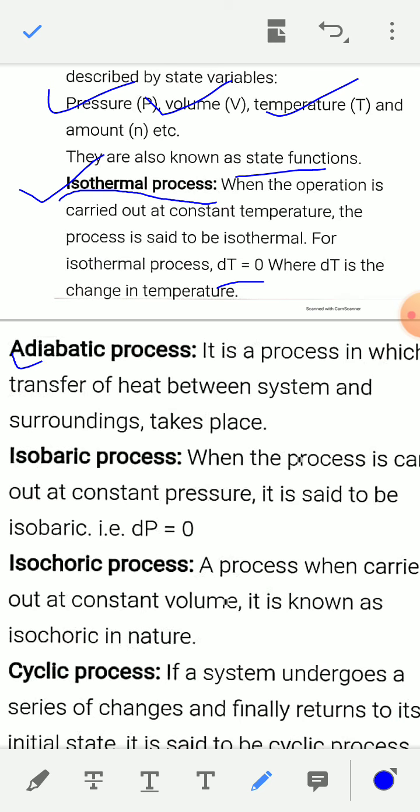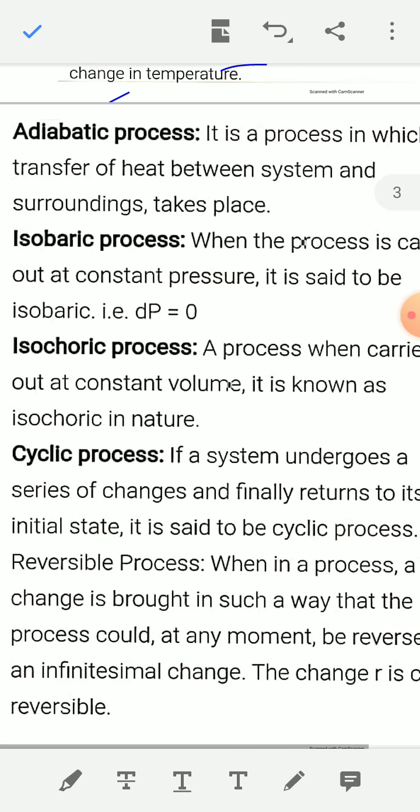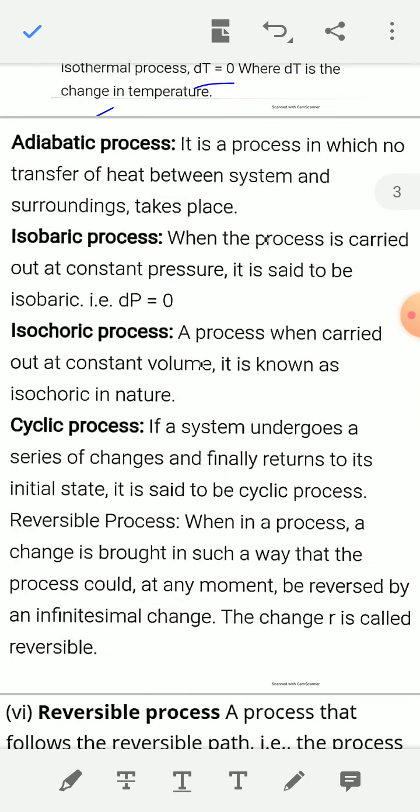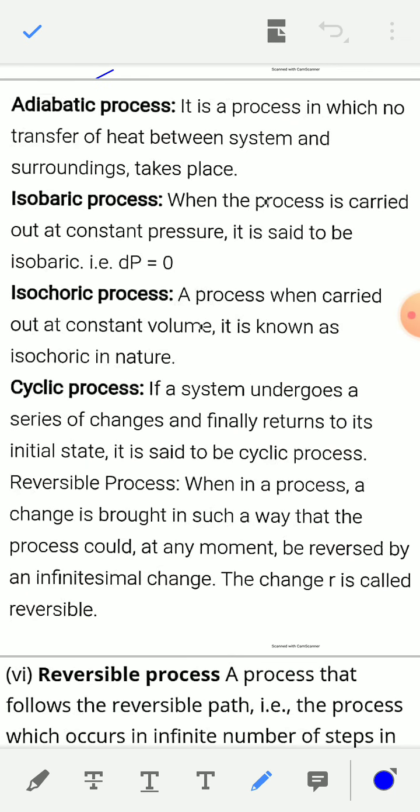Next type of process is adiabatic process. First I have told isothermal process. Next, adiabatic process. It is a process in which there is no transfer of heat between system and surroundings. Adiabatic changes are those changes in which there is no exchange of heat between system and surroundings. So Q is equal to 0.